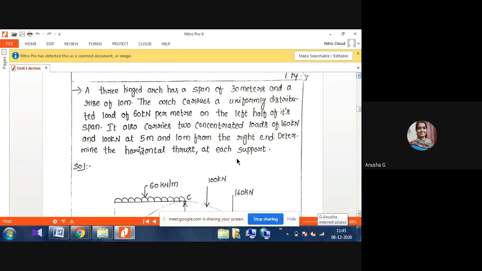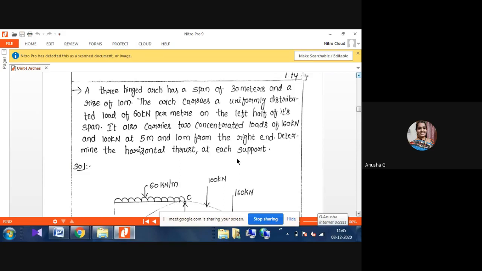Next, you have to read slowly, and then imagine the diagram, and then draw it correctly. Then only will you get the correct answer. First, a three-hinged arch, the span is 30 meters, and the rise is 10 meters. Draw the simple arch, 30 meters in length and 10 meters in height.